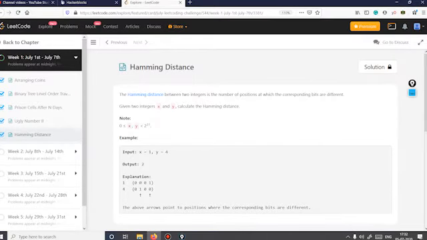Today's LeetCode challenge question is Hamming distance. So let's head over to it. The question is: the Hamming distance between two integers is the number of positions at which the corresponding bits are different. Okay, so it's a very straightforward thing. Now, given two integers x and y, calculate the Hamming distance. Basically, it asks how many places in x and y have bit differences, right?